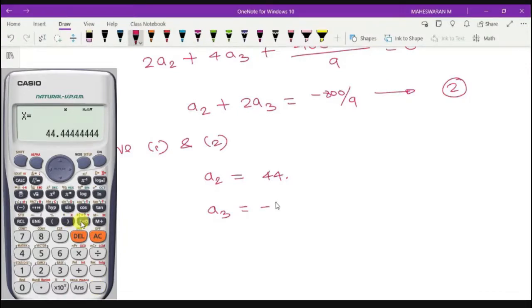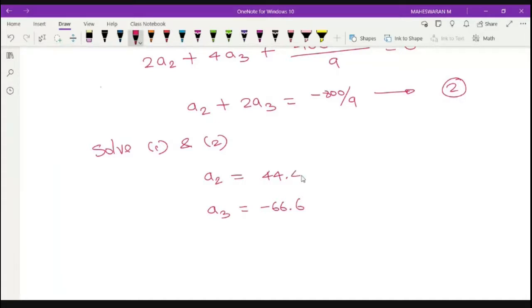a3 is minus 66.66, sir. And a2 is 44.44. Okay, good. Right, very good.